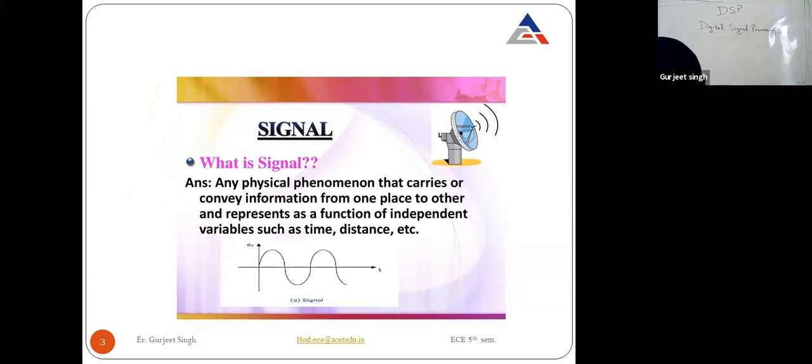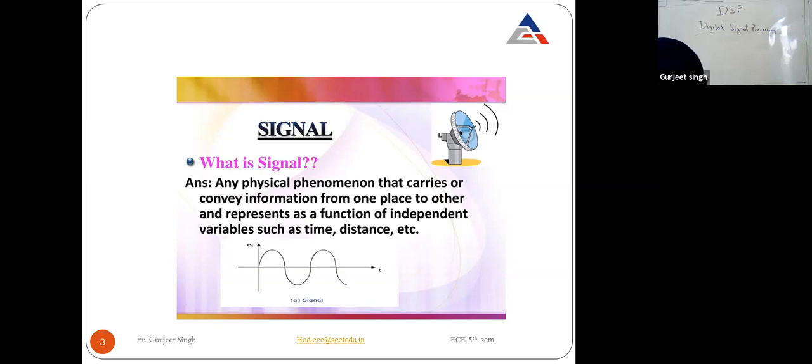First of all, we have digital, then signal, then processing. First of all, you should know the meaning of the subject and the meaning of the subject name. So first of all, we will discuss the signal. What is a signal? We will define the signal.